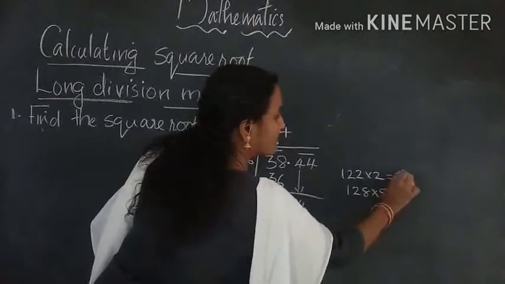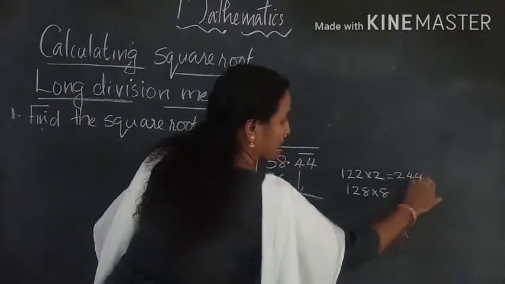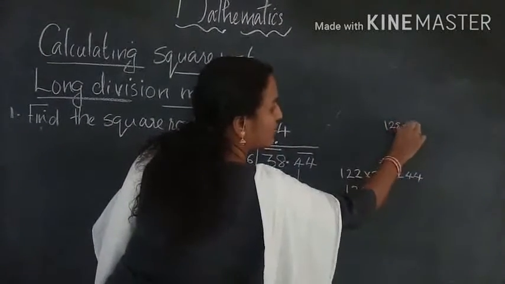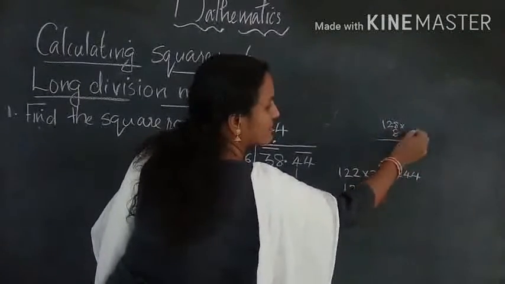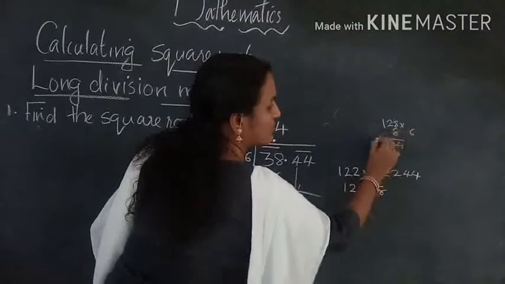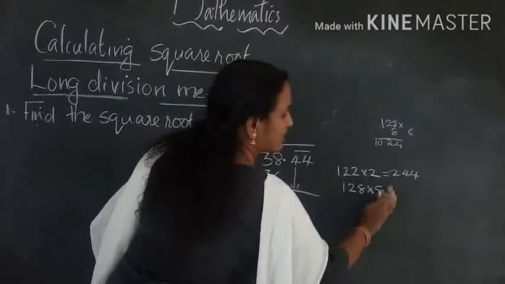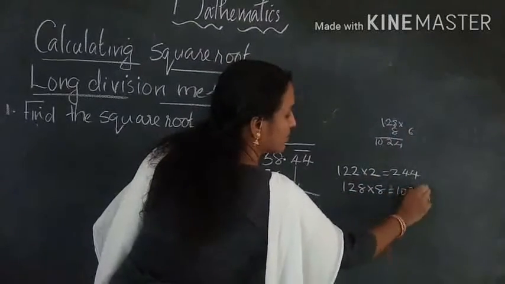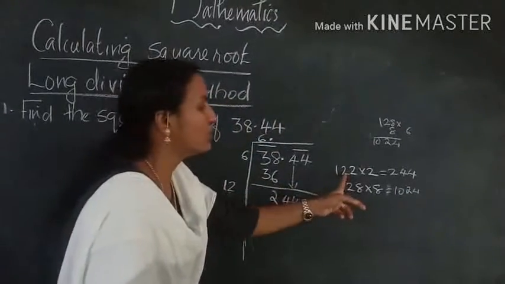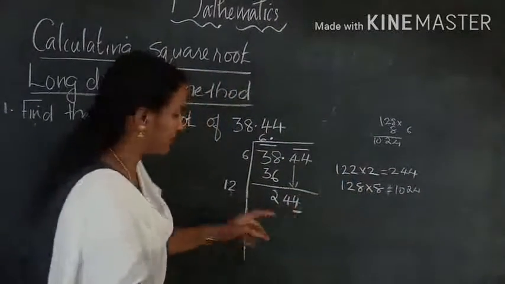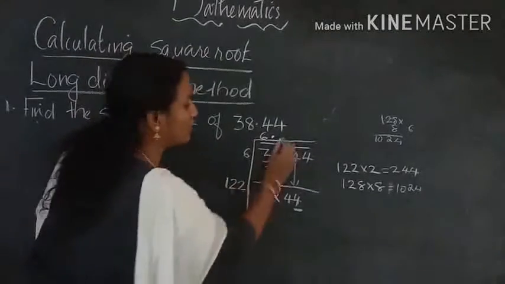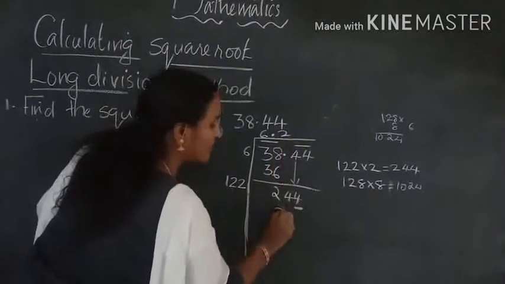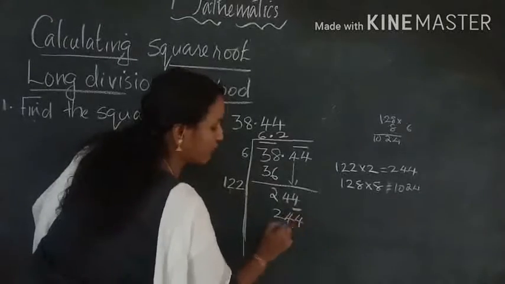122 into 2 is 244. Then 128 into 8 gives 1024, which is too large. So, 122 into 2 is 244. So the unit place of the new divisor is 2. 122 into 2 is 244.